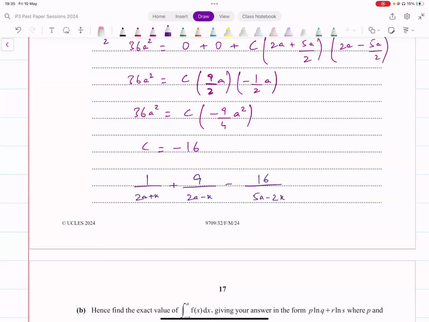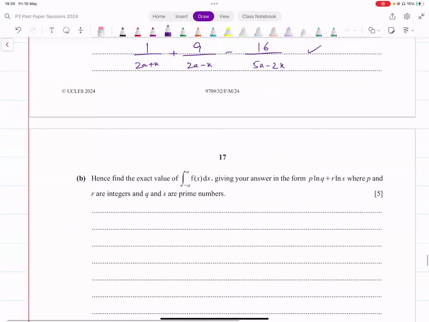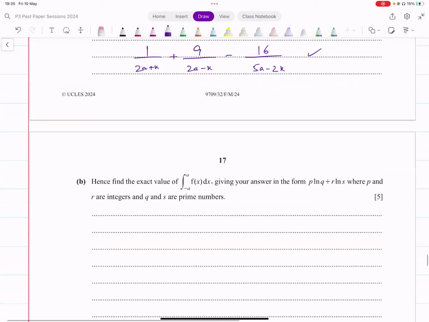These are the partial fractions that we were looking for. Okay, make sense? Now, the only complication was that it was in terms of a here. Okay, now it says, hence find the exact value of this integral, giving an answer in the form P ln Q plus R ln S, where P and R are integers and Q and S are prime numbers.